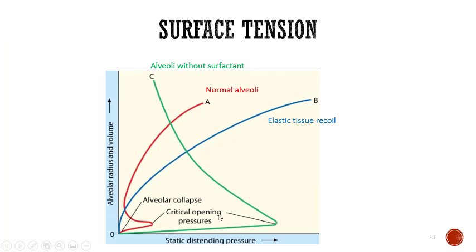Okay. On this chart, what this is showing is a normal alveoli. And again, this is going to be a volume pressure curve. So on the x-axis here, you have pressure. On the y-axis here, you have volume, right? So if you look at this red line being a normal alveoli, it's saying that you have to take this much pressure before that alveoli opens up and gets this level of volume, right? So this is your critical opening pressure, and that's a normal alveoli, right? This green line is showing you an alveoli without surfactant.